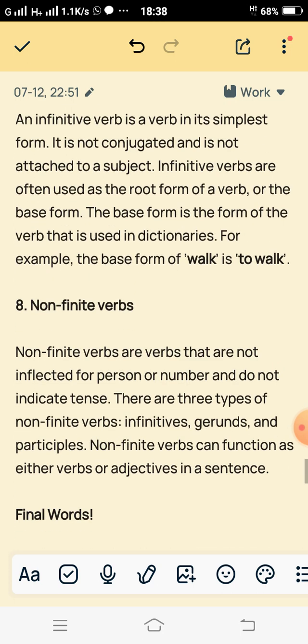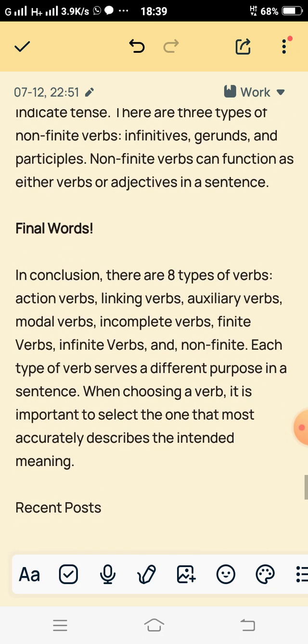Non-finite verbs. Non-finite verbs are verbs that are not inflected for person or number and do not indicate tense. There are three types of non-finite verbs: infinitives, gerunds, and participles. Non-finite verbs can function as either verb or adjective in a sentence.